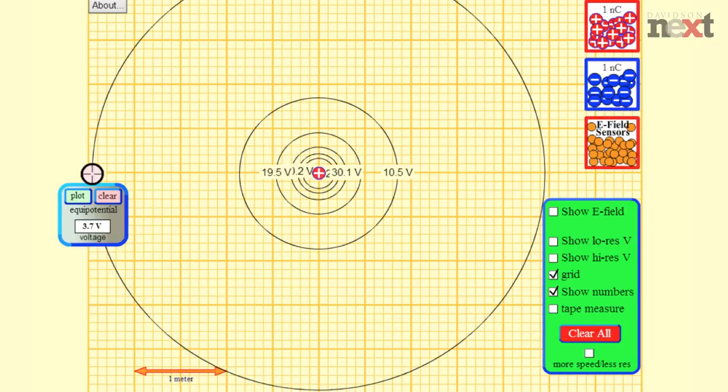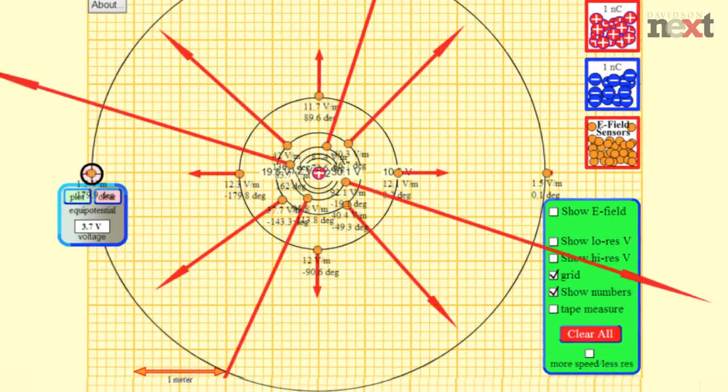Let's add electric field vectors to the diagram. They point radially outwards because the force on a positive test charge is repulsive, and they get shorter farther away from the source of the field because the field has an inverse square relationship.